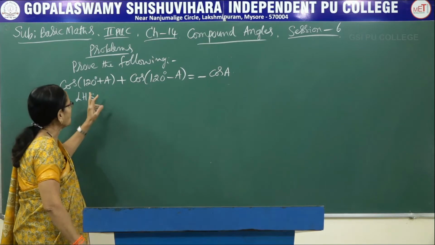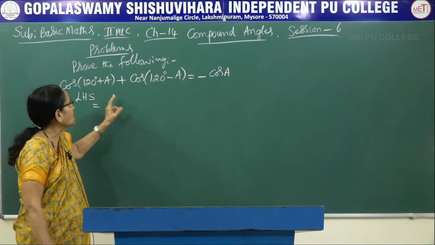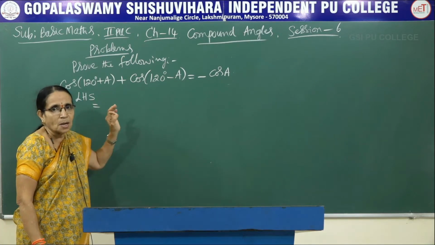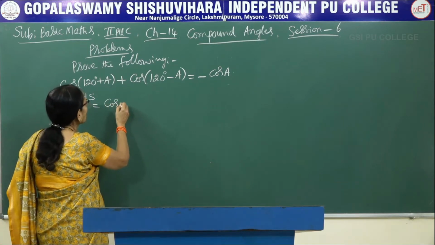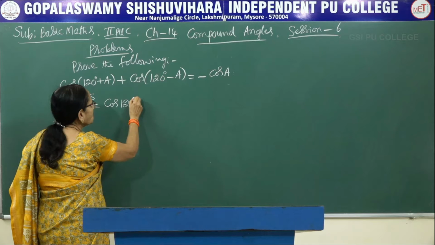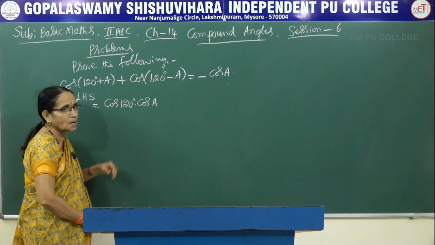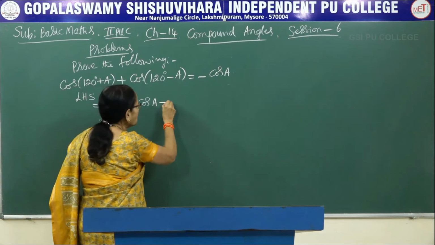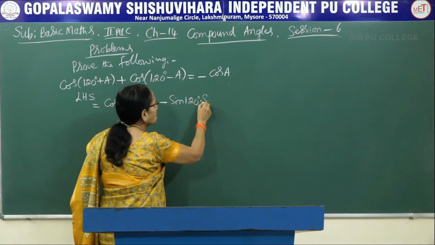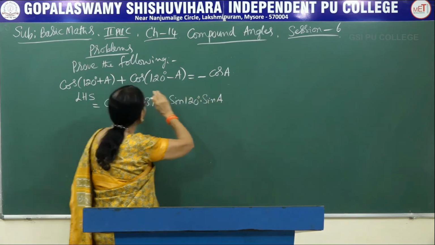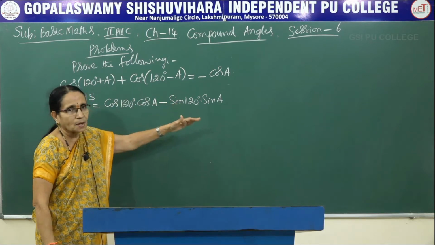Now, let us use the formula cos of A plus B. What is cos of A plus B equal to? It is cos A into cos B minus sin A into sin B. Let me write that one. Cos A means cos 120 degrees, into cos B, which is cos A here, minus sin A into sin B, sin 120 into sin A. Now, the first one is over. In between we have a positive sign, so directly we can write.